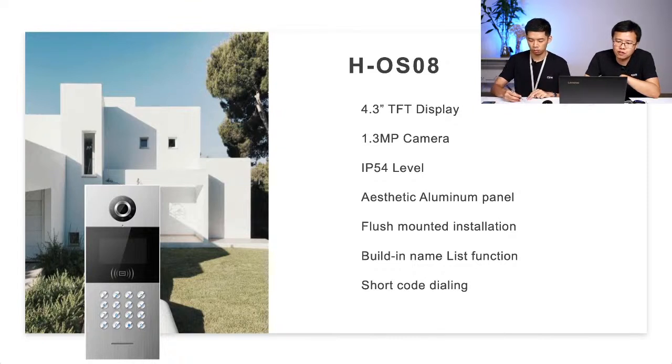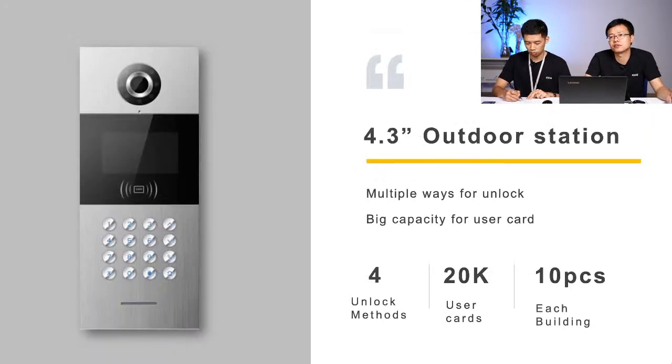And it offers 4 unlock methods for the user. By swiping the IC card reader, using the public password or the user password, or the visitor call, the door can be unlocked. It contains a 20K card reader inside the outdoor station. Each building will allow 10 outdoor stations. So this is a very useful outdoor station.